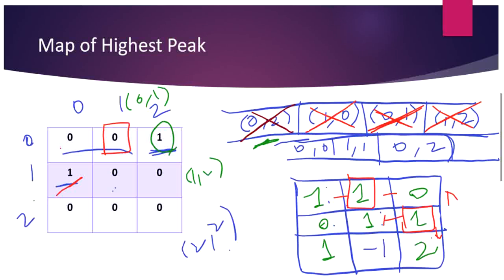And finally we are done with 1 comma 2. So we are going to take 0 comma 0 from Q. From 0 comma 0, if you see, all its adjacent cells are already filled. So we are skipping it and moving to 1 comma 1.